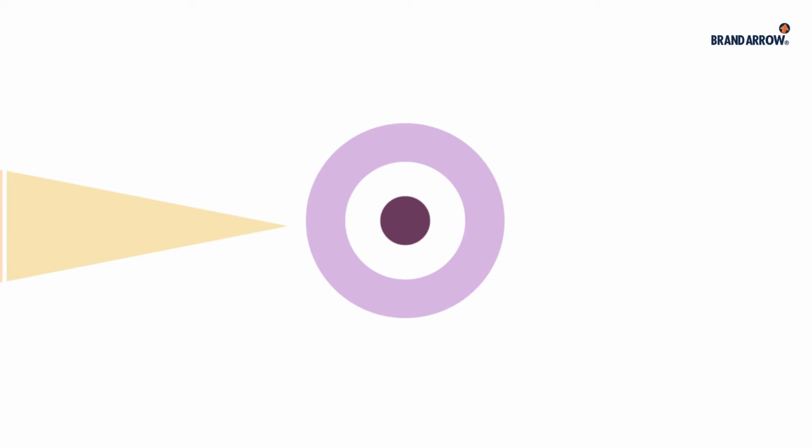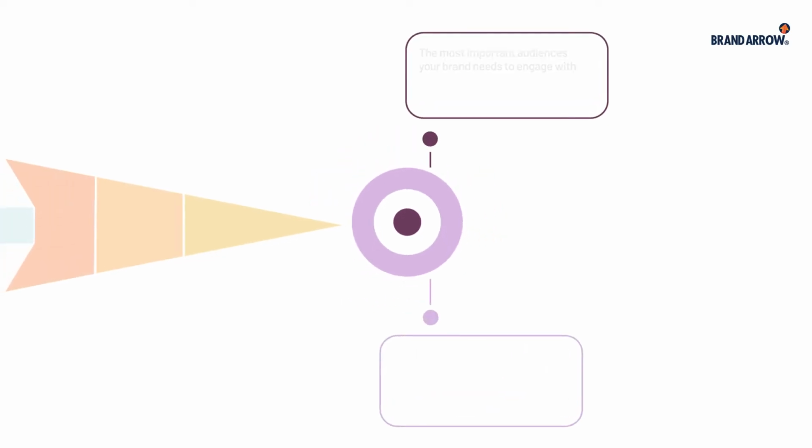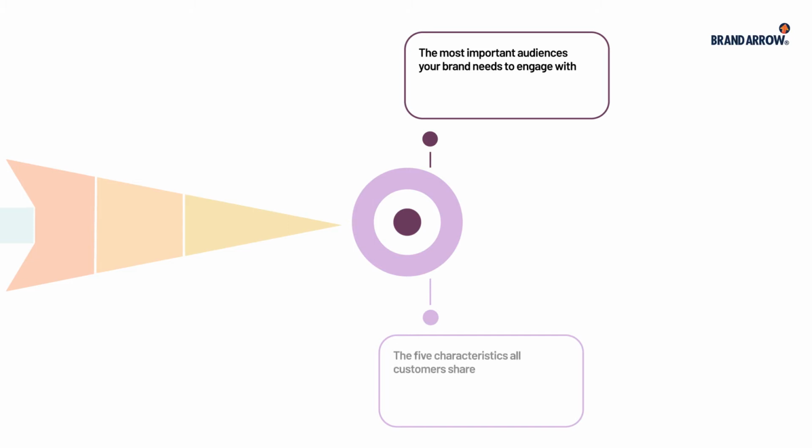So now we move to where the brand arrow is pointed. Who is your brand aimed at? And we start by defining the most important audiences your brand needs to engage with. Whilst we need to understand what makes our audiences different, we really need to get to what characteristics they all share? Because of course we only have one brand and it needs to be relevant to all of them.